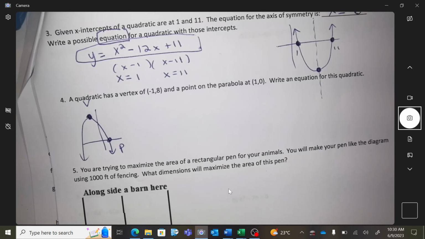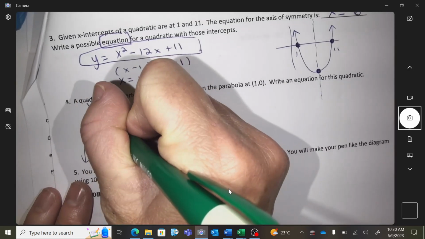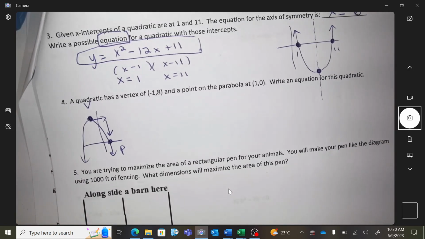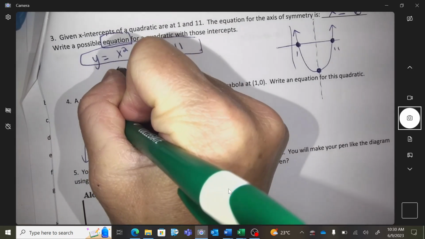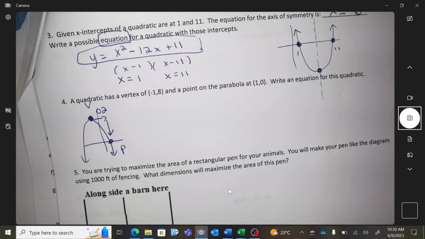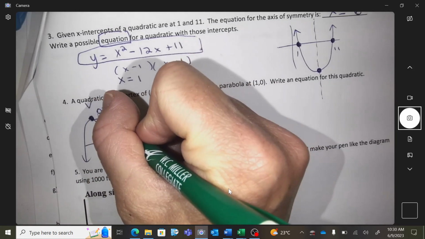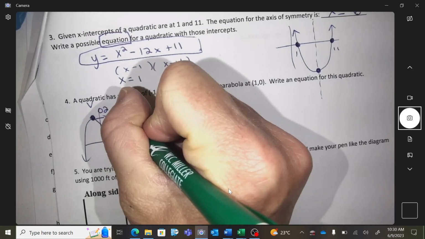Okay, here's what I want to talk about. What's the movement to go from the vertex to that point? How much have we gone over? How much have we gone down? So would you understand that we moved over 2? Does that make sense to you? And we went down 8.